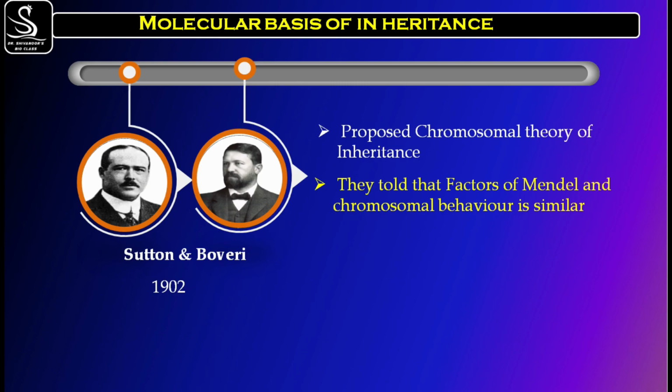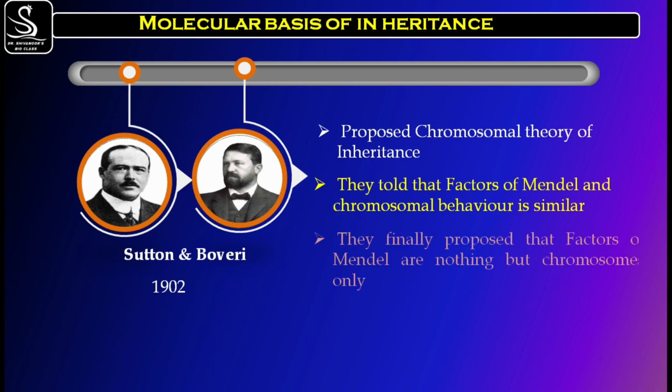and the factor behavior as well as the chromosomal behavior at the time of cell division is similar, that is what they have told. But by all their arguments, it is concluded that the factors of Mendel are nothing but the chromosomes only. Remember, students, this is a very important point to think about now.